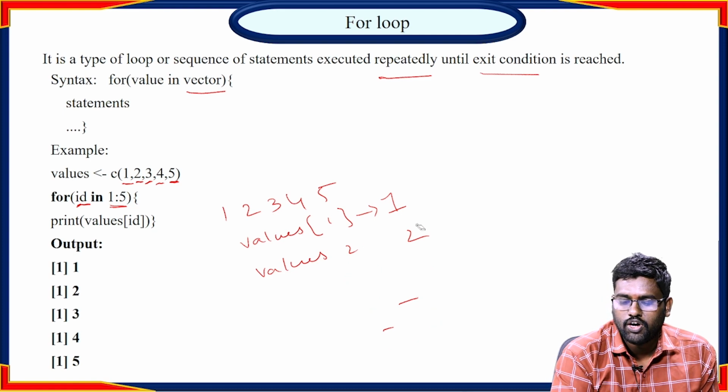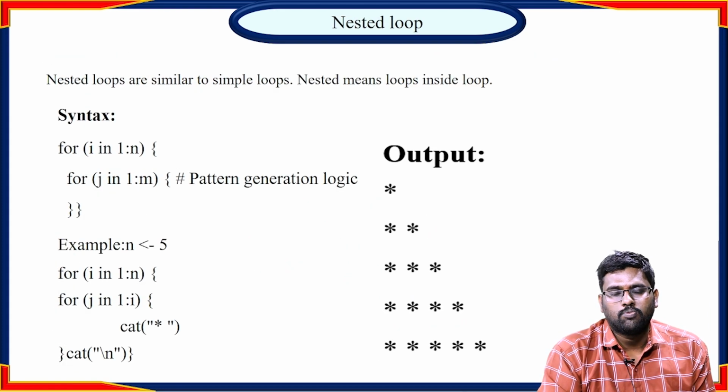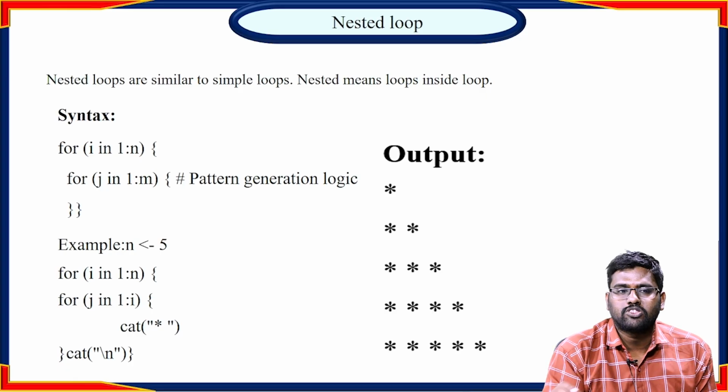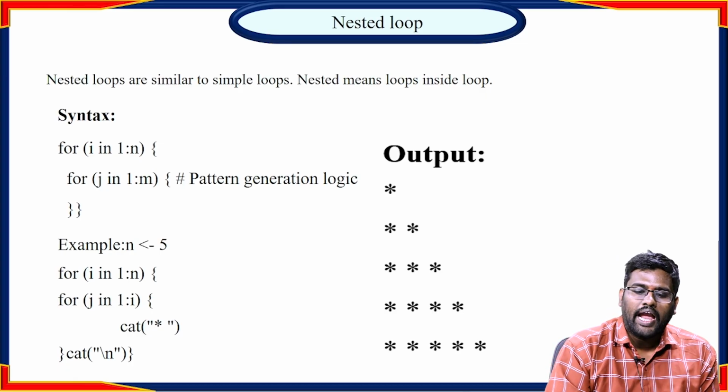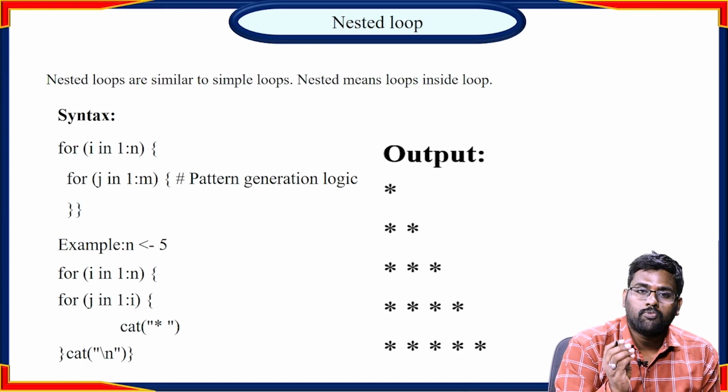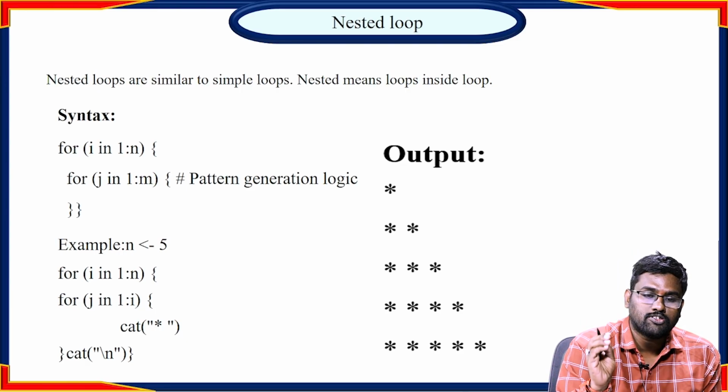So this is about the for loop. Next one, nested loop. A nested loop means a loop within a loop. It is similar to a normal loop, but the main thing here is the loop inside a loop. For example, this nested loop is mainly used with the for loop.